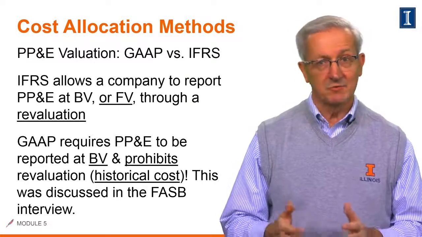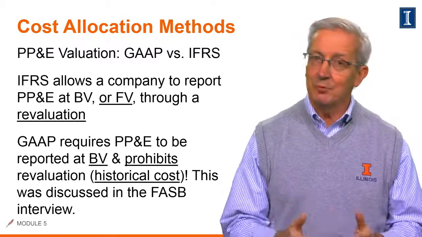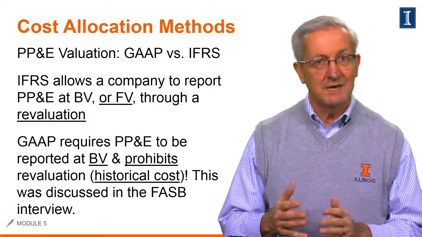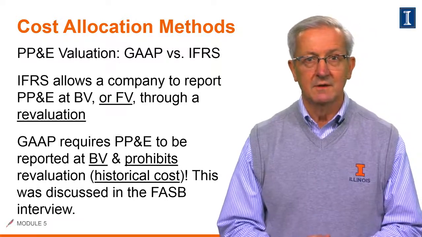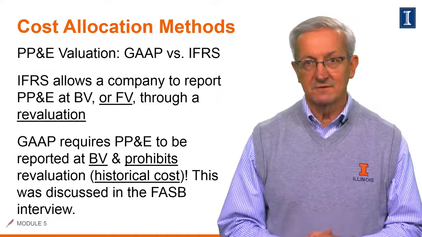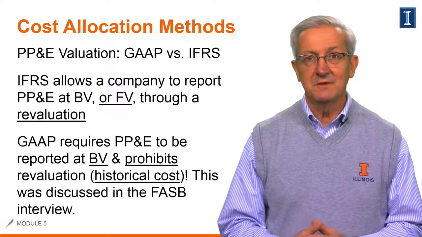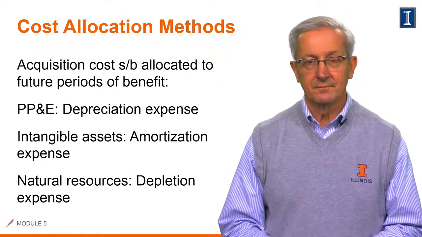Keep in mind, GAAP is more restrictive here. It requires PP&E to be reported on the balance sheet at book value only and prohibits revaluation. Remember the historical cost principle earlier in this course. This very topic of GAAP versus IFRS asset valuation was discussed back in the FASB interview we had with Brian McCune at the end of an earlier course module.